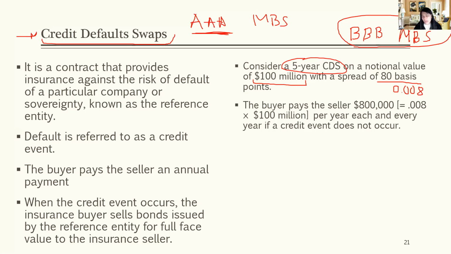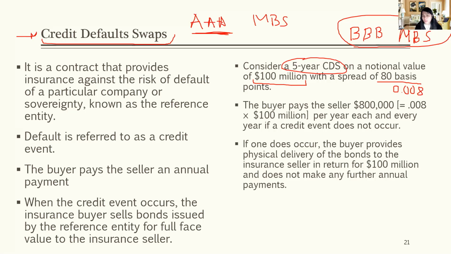So if nothing happens, then I'm just going to pay until year 5 and then the contract expires. But if my portfolio happens to default anytime within that 5 years, I can bring the bonds back to the credit default swap seller, and then I can claim back $100 million. Okay, so it's similar to car insurance, I guess.